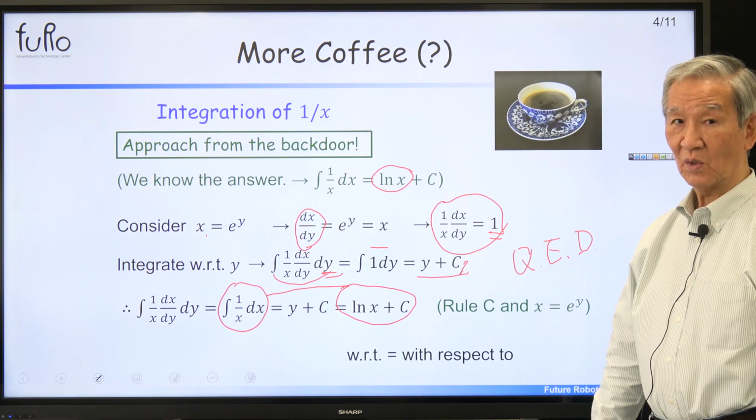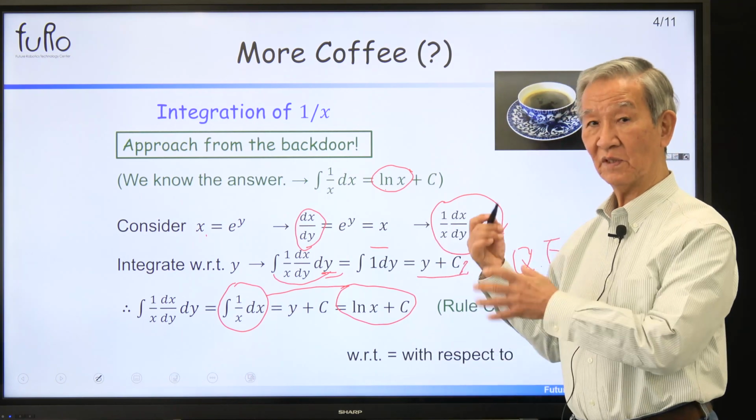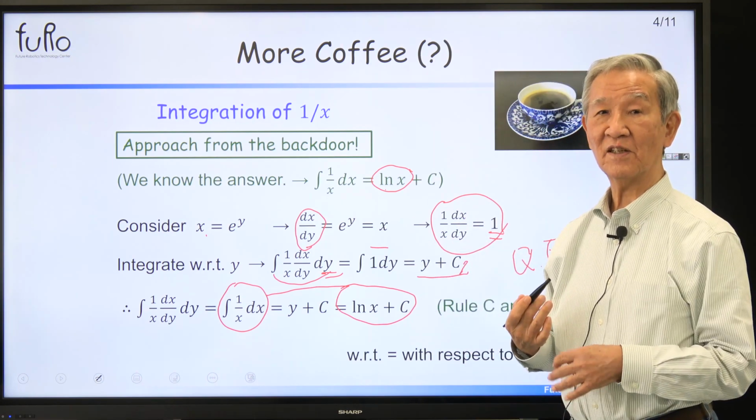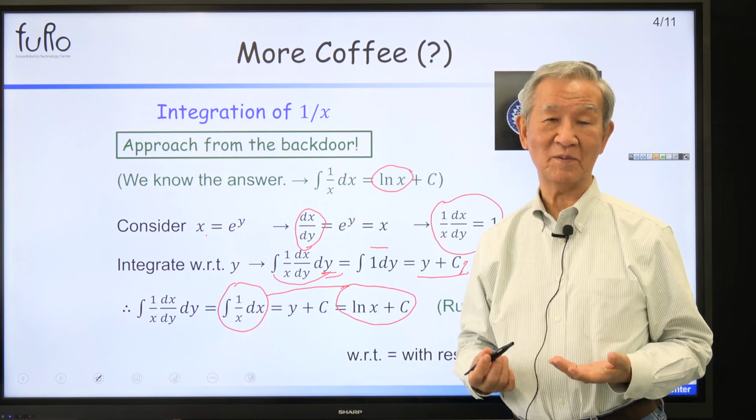Okay? So, whenever you have something which is difficult to solve, go around that. Okay? Engineers are allowed to do that.